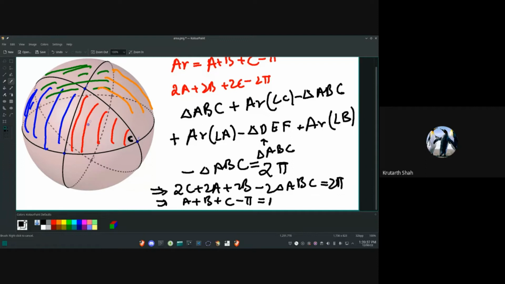Did you get the double counting? There are many other ways to double count as well. For example, you can consider all the lunes A and then B and then C, and then remove the extra portion and equate it to the area of the sphere, which is 4 pi. You'll get the same result.